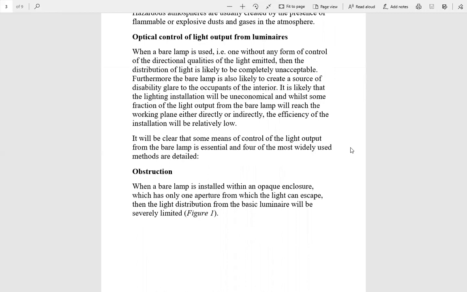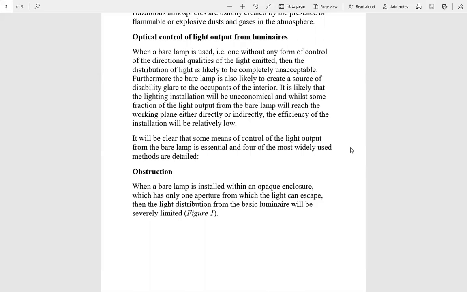Optical control of light output from luminaires. When a bare lamp is used, that is, one without any form of control of the directional quantities of the light emitted, then the distribution of light is likely to be completely unacceptable. Furthermore, the bare lamp is also likely to create a source of disability glare to the occupants of the interior.